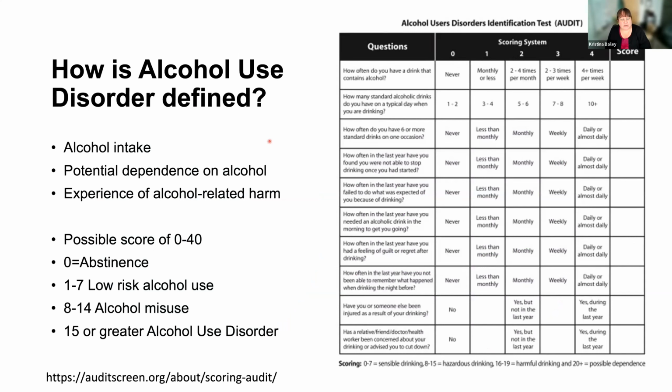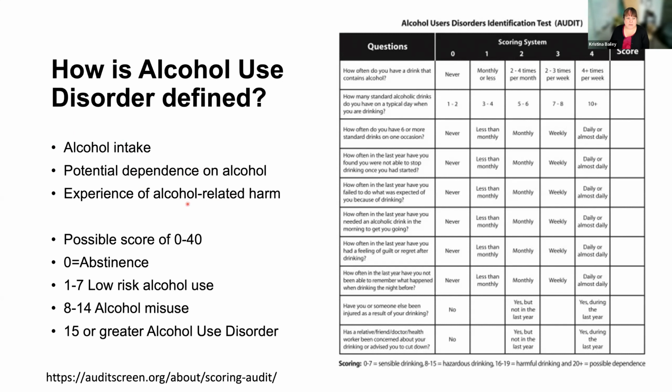So how is alcohol use disorder defined? One of the ways that alcohol use disorder is classically defined in research and in clinical care is by using the Alcohol Use Disorders Identification Test. This test looks at several different components of alcohol use. The first is alcohol intake. It asks people to quantify how many drinks and how often they're drinking. It also asks questions about potential dependence on alcohol. And then it talks about experience of alcohol-related harm as well. So has the person been injured as a result of their drinking? Are their family relationships being affected, and that sort of thing?